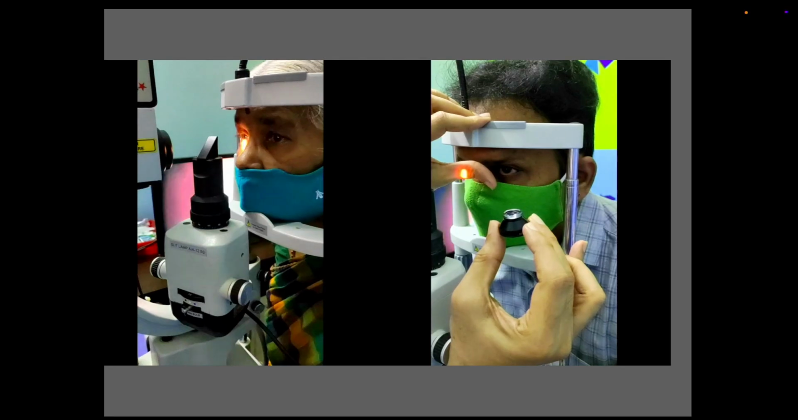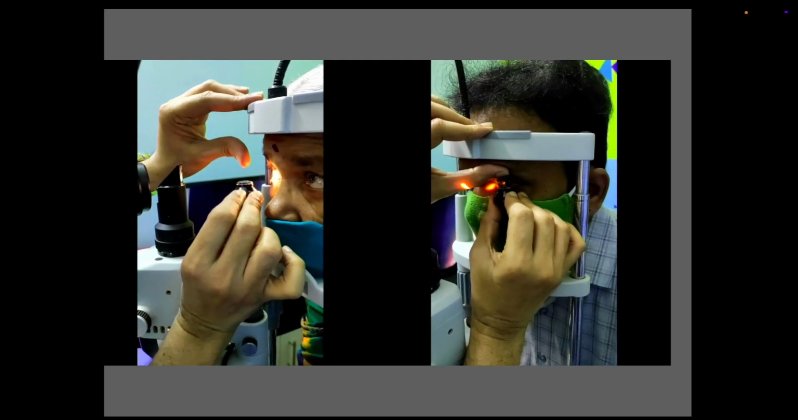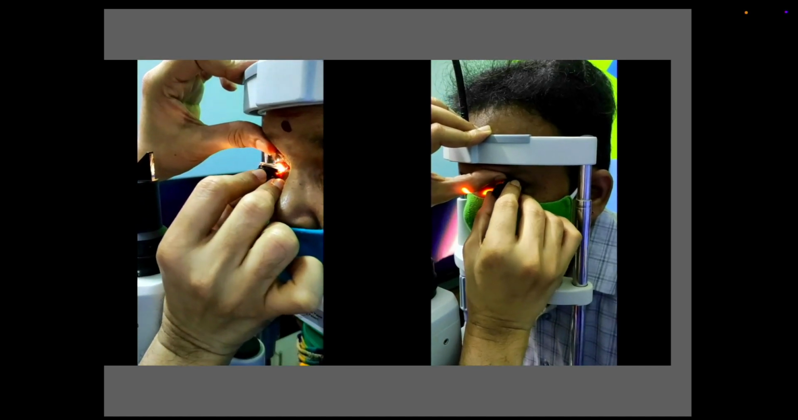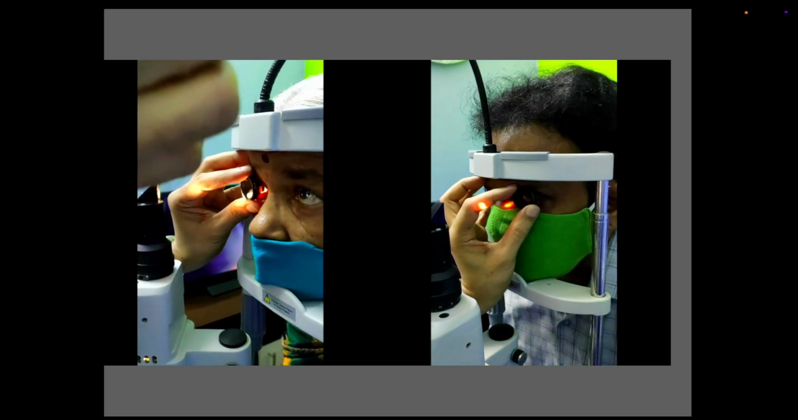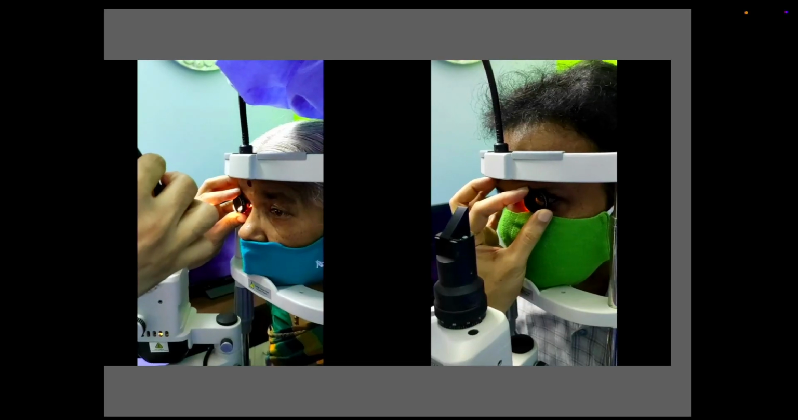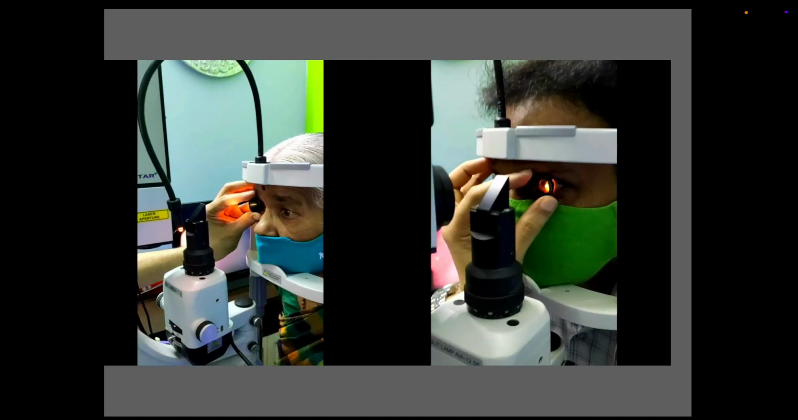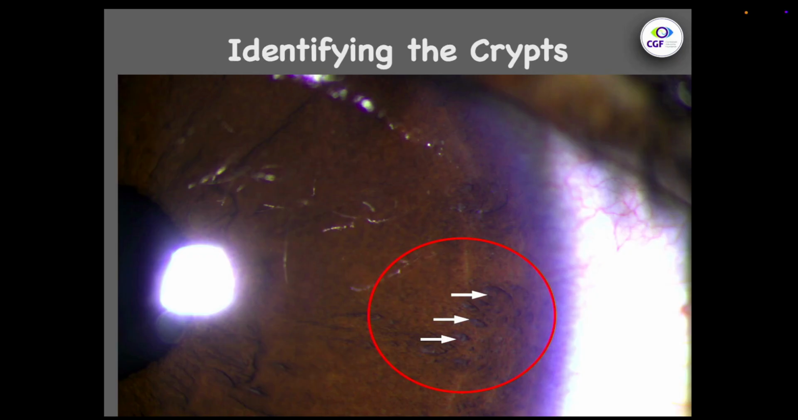So this is how you have to do the procedure. Ask the patient to relax and place the lens. Always use the focusing light of the slit lamp so that the other eye of the patient can look at the fixation light. Then it becomes easier for you to do the iridotomy.